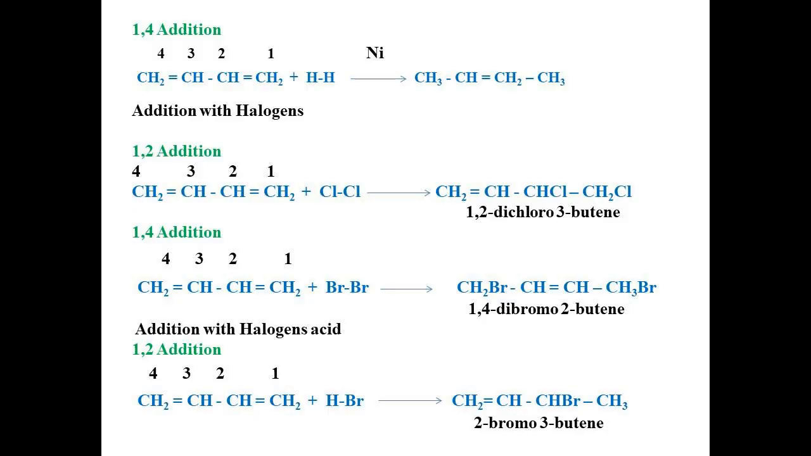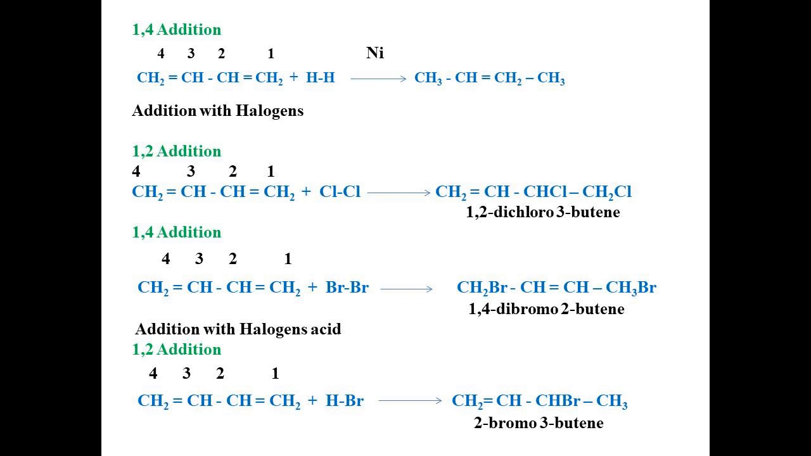Next is 1,4 addition. Only the first carbon and fourth carbon react. Two hydrogens are taken and react with the first carbon and fourth carbon. The same reactant is taken, but the reaction occurs only at the first and fourth carbon in the presence of nickel. The product is CH3 single bond CH double bond CH2 single bond CH3. This is the addition reaction of hydrogen.